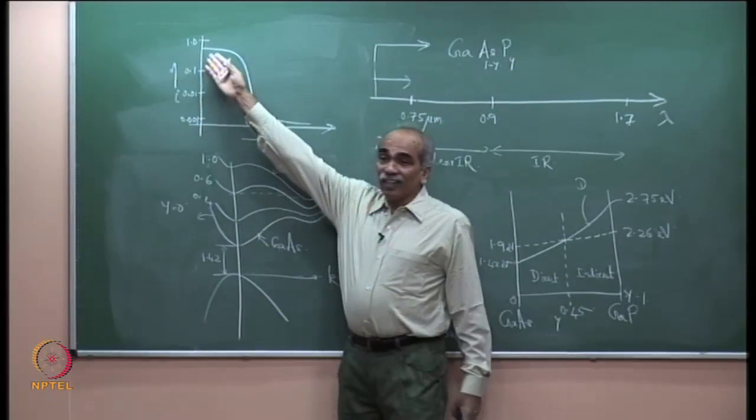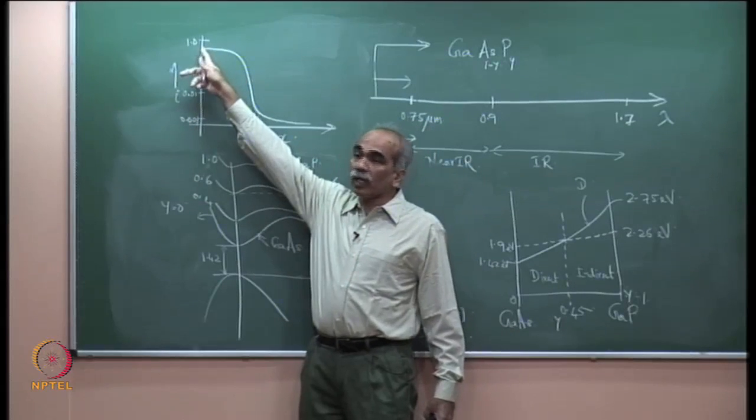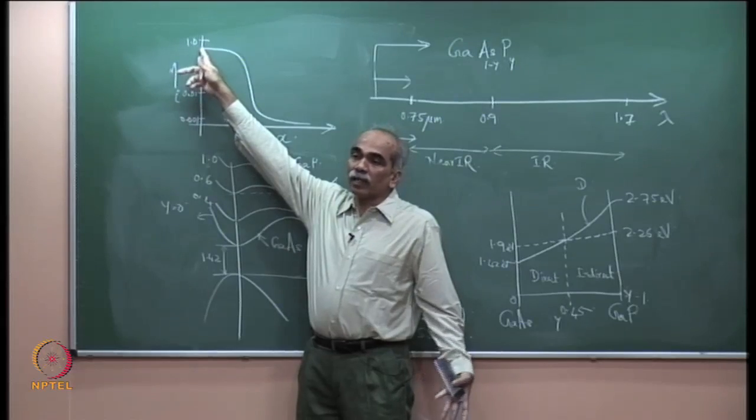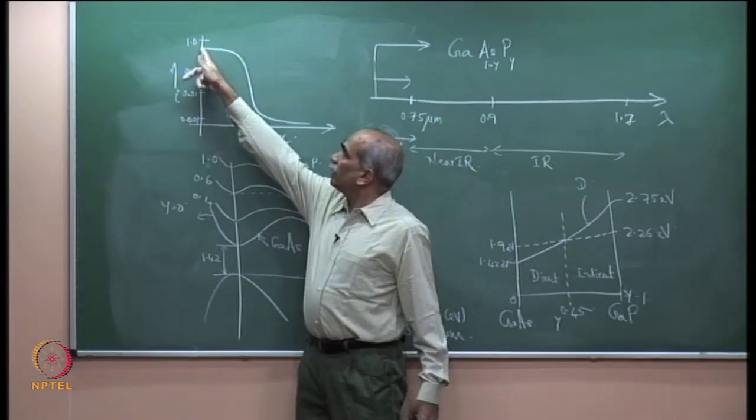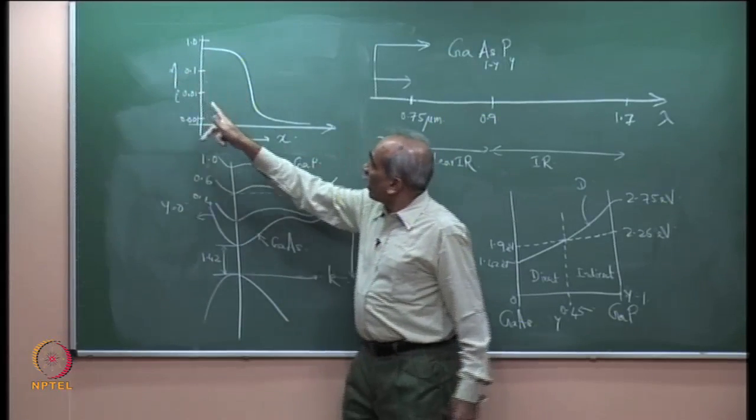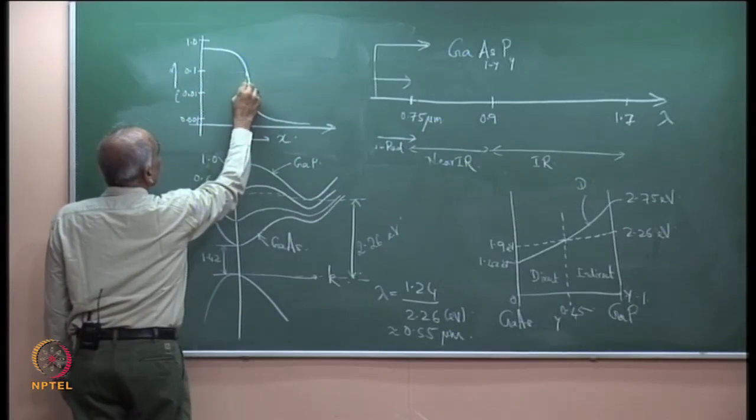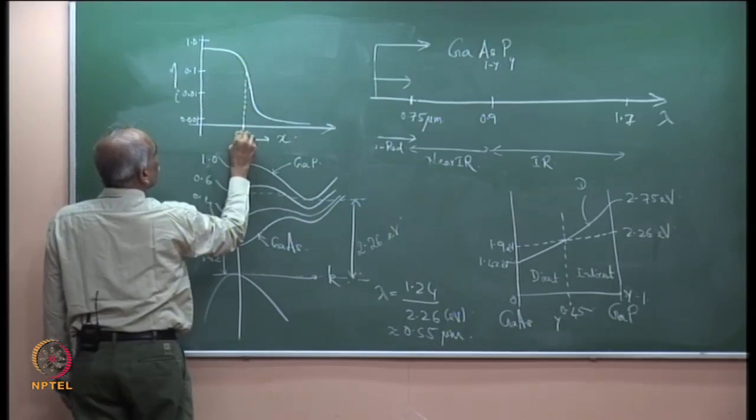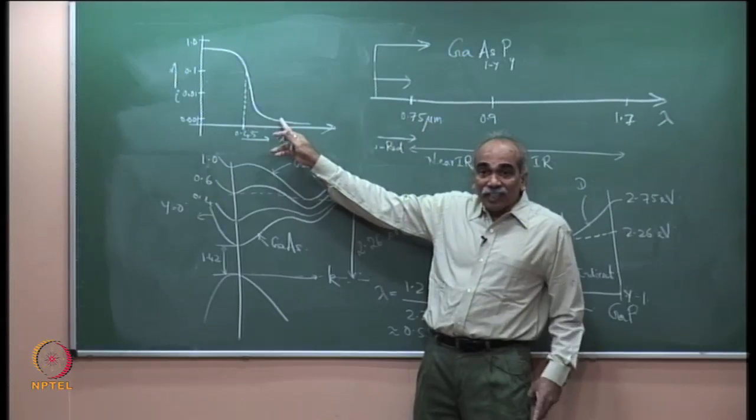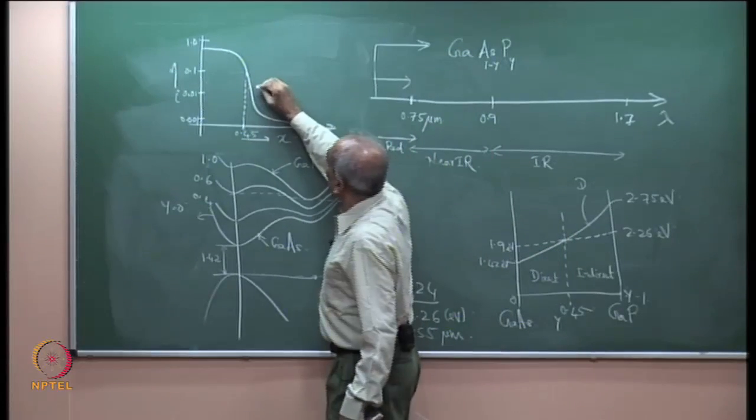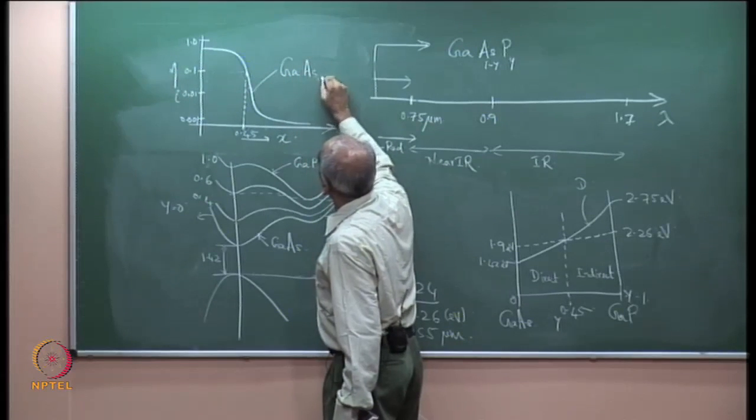You see eta I is about 0.5 when it is gallium arsenide. This is 0.5 on a log scale, so here 0.699 is 0.5. As you move on, this drops down to below 0.1 at 0.45. This is an indirect band gap, eta I of the indirect band gap. So what have I plotted? I have plotted eta I for gallium arsenide phosphide.